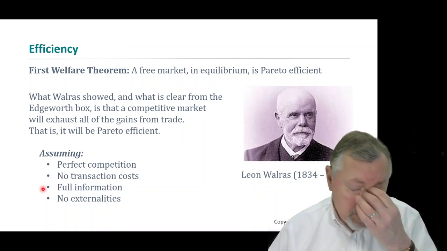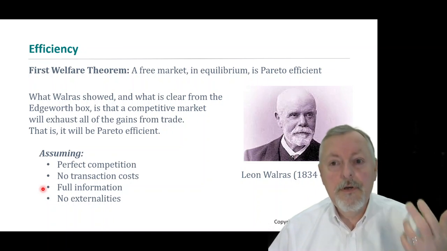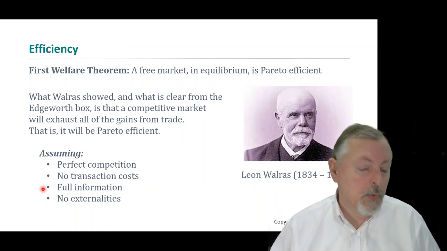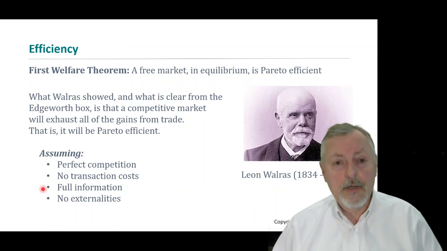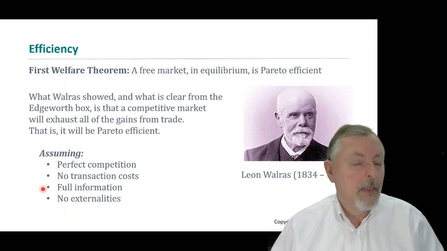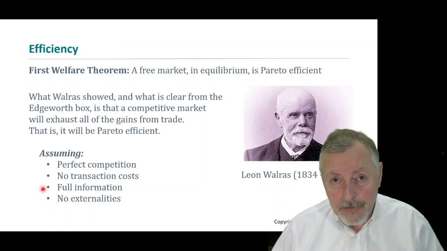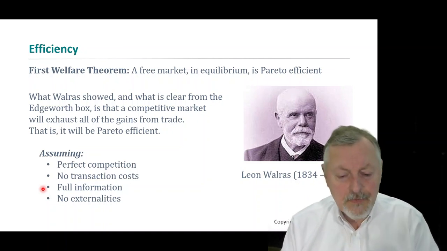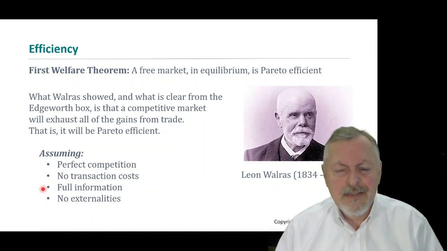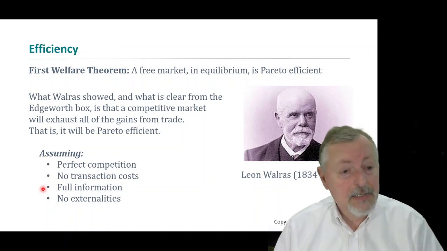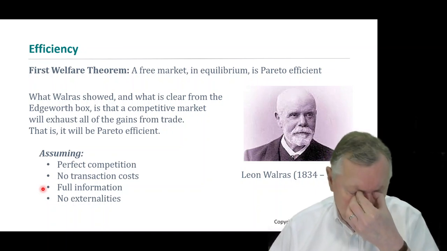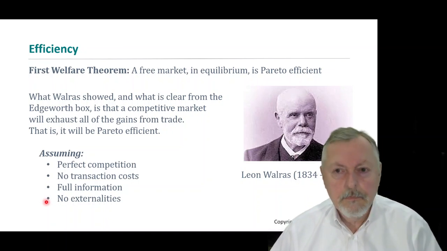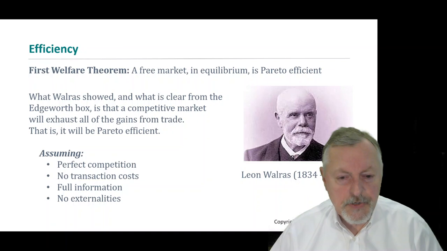Third, there has to be full information. People have to know the results of these trades. Frequently in real world markets, that doesn't happen. Have you ever bought something online from Amazon or wherever, and you get it, and then look at it and go, "Oh, this isn't what I thought." Well, that violates the full information assumption. And last, there can be no externalities. We'll get to externalities in a moment.